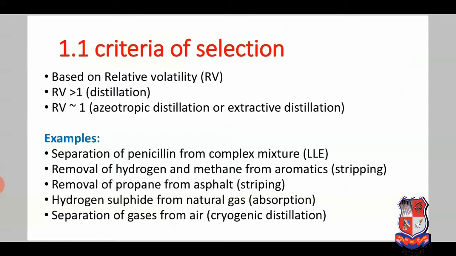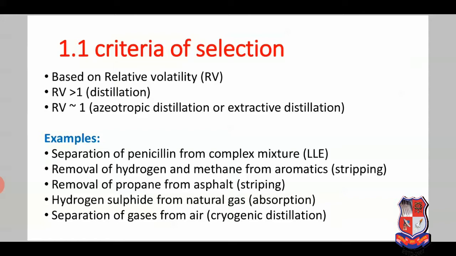Suppose the relative volatility is equal to 1 or nearby 1, then it is not possible to separate that mixture. In those cases, we need to separate the mixture using azeotropic distillation or extractive distillation. For example, if we have an ethanol in water mixture, then it is not possible to separate 99.9% ethanol from that water mixture. So in those cases, we need to go for azeotropic distillation or extractive distillation.